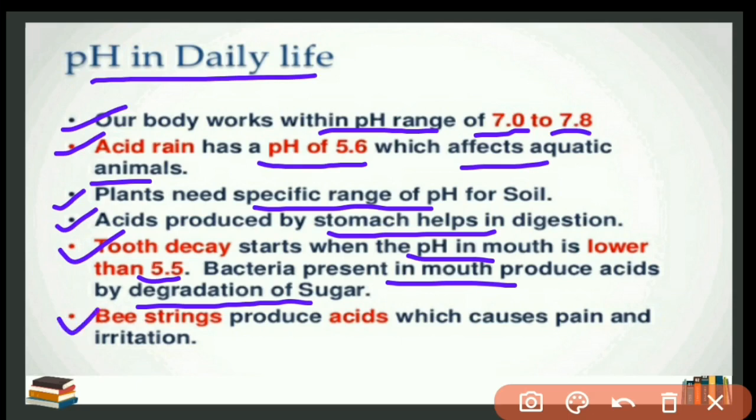Bee stings. A bee sting produces acid, and this acid is used for self protection. If a bee bites our skin, the acid produced causes pain and irritation. So the bee sting is used as self protection.